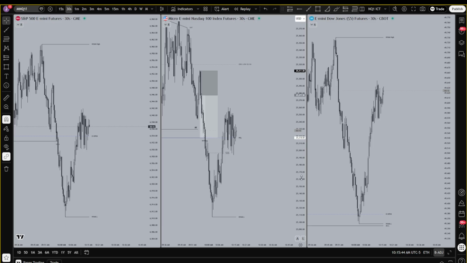I probably should have taken it. We are holding that 5 minute, stalling the 5 minute to go lower, ideally. So I'd want to see us start to fail up here at some point.